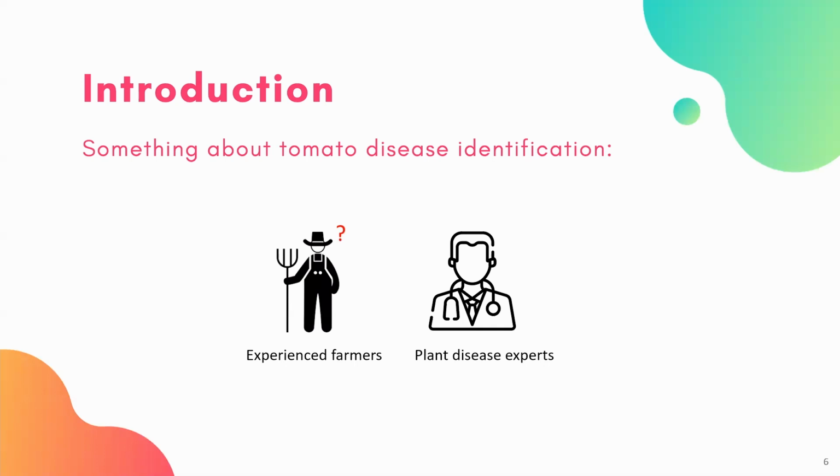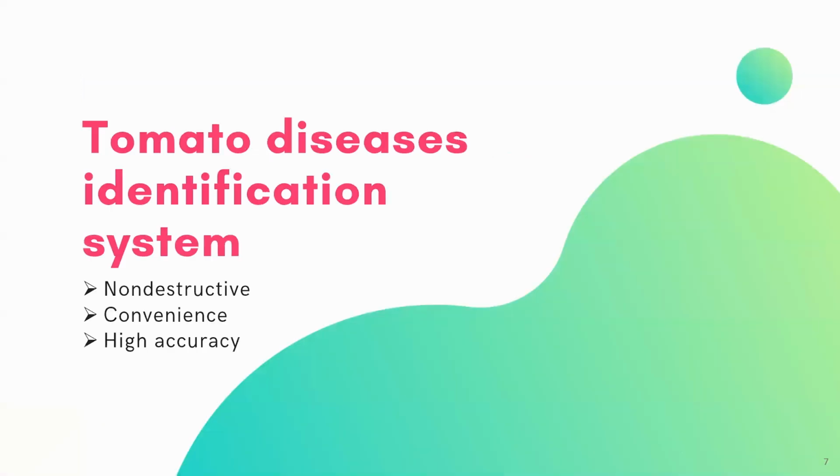Or the farmer will ask a disease expert for help, but this will cause another problem, disease expert labor, and maybe let them make errors. So if we want to avoid human error and reduce the disease experts' labor, we need to develop an identification system. And this system will be non-destructive, convenient, and with high accuracy.